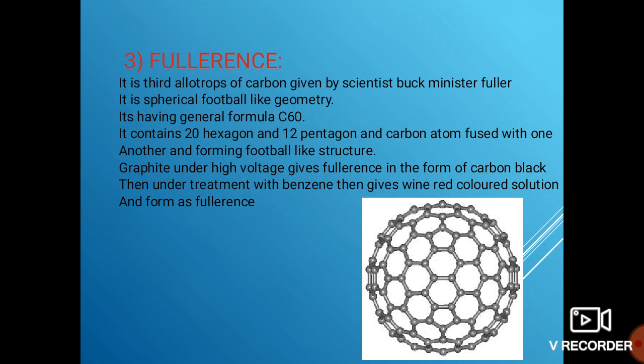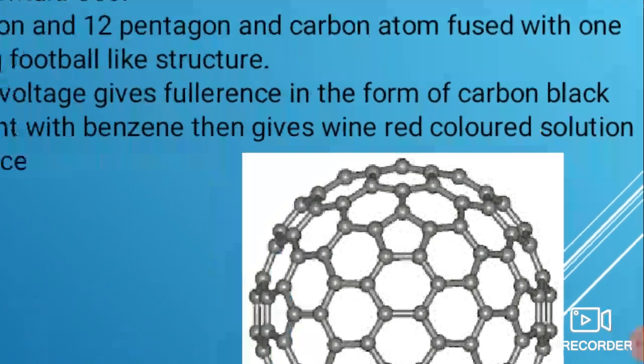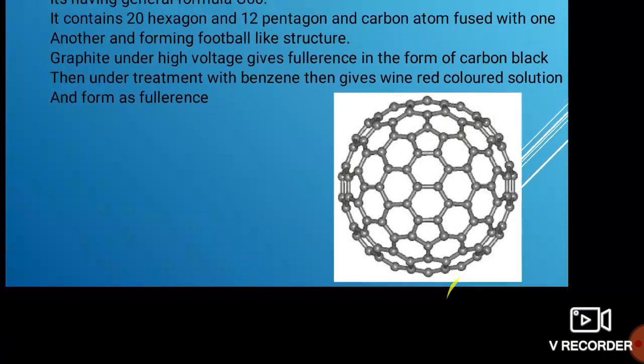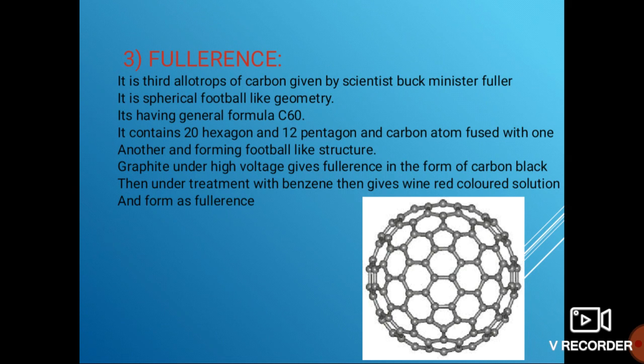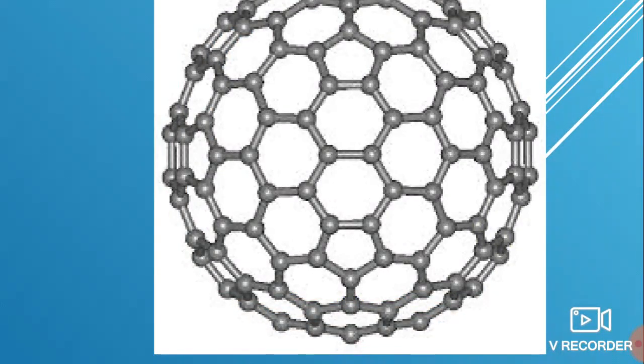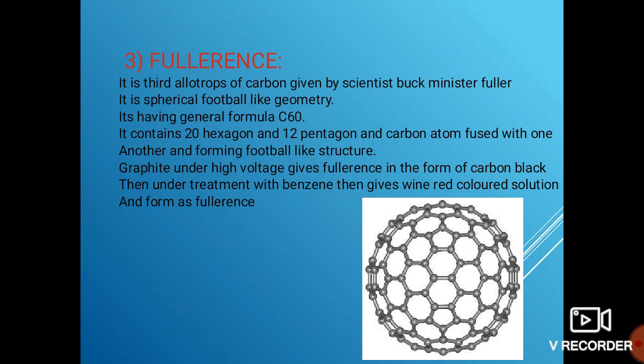Third is fullerene. Fullerene consists of a new series of allotropes of carbon, first characterized in 1985 in the form of clusters. This is the fullerene. Fullerene is also called C60, and it was discovered by Buckminster Fuller in 1985. It has a spherical, football-like geometry, and its general formula is C60. It contains 20 hexagons and 12 pentagons, with carbon atoms fused with one another, forming a football-like structure. Let's see this football-like structure. It is the fullerene discovered by Buckminster Fuller.